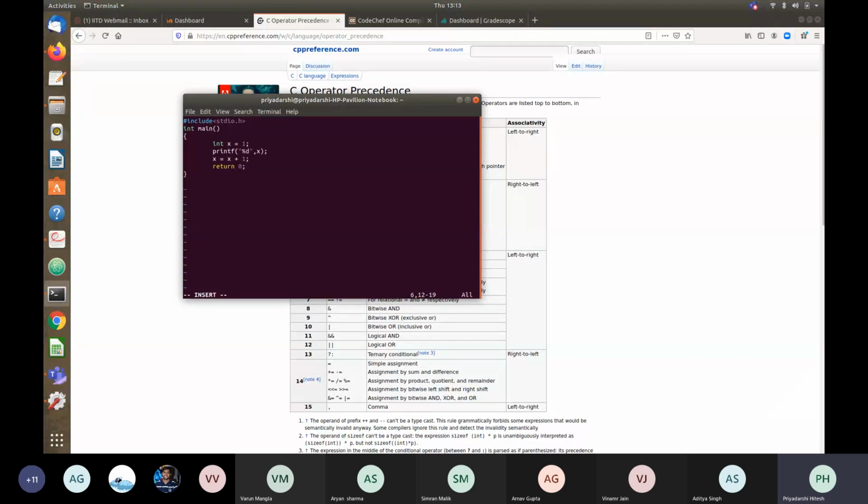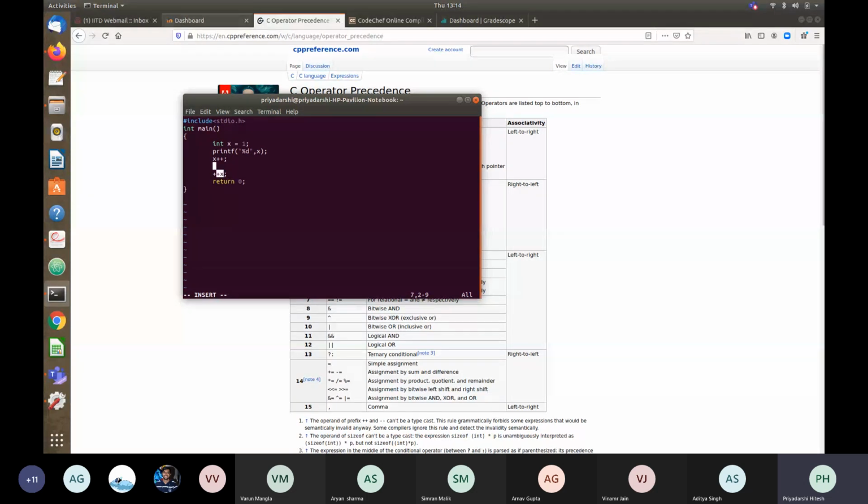So do we always have to do x equal to x plus 1? The replacement for doing it is the increment operator, that is plus plus. So you can simply do x plus plus or plus plus x. Both would work. Here it will increment the value of x by 1, with x plus plus and plus plus x. Now you must be thinking what is the difference between x plus plus and plus plus x.